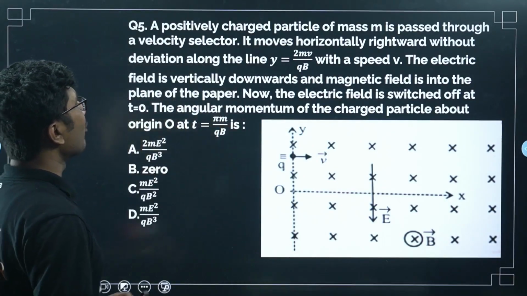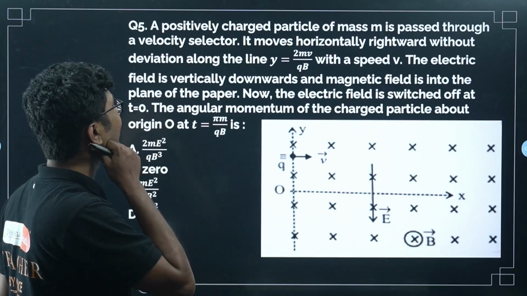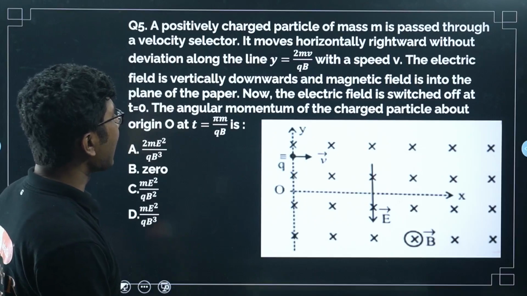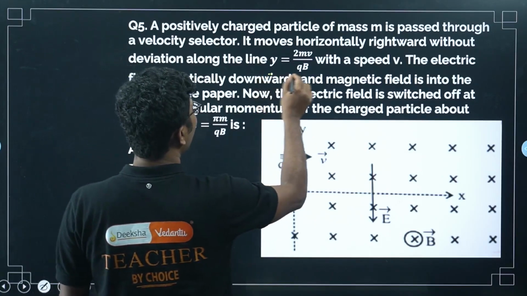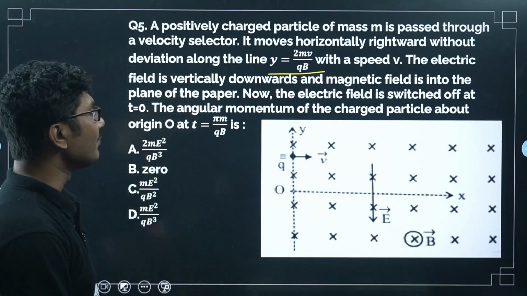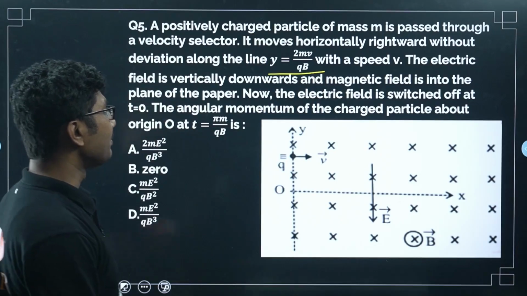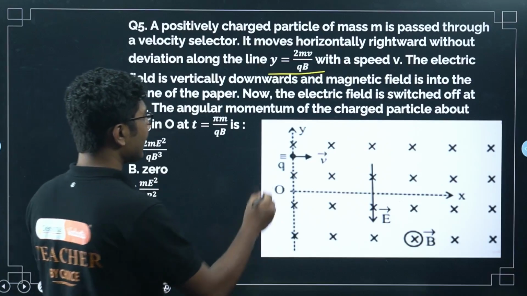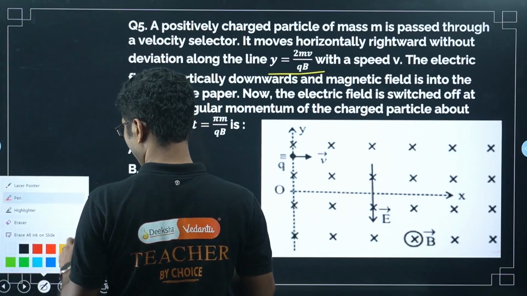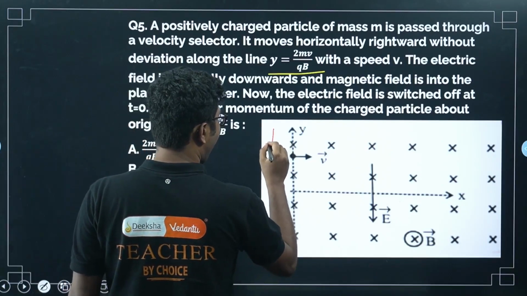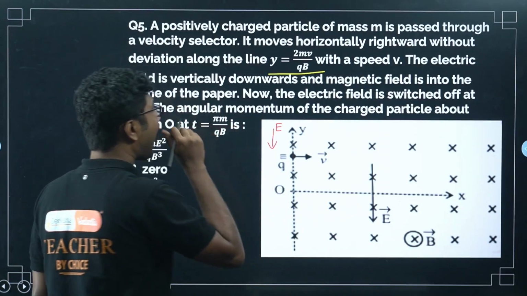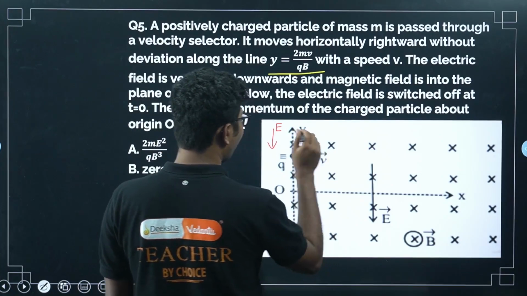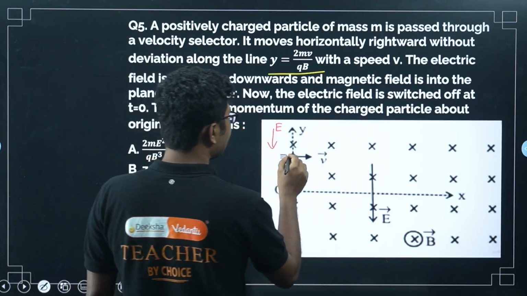So what they have said: a positively charged particle of mass m is passing through a velocity selector. It moves horizontally rightward without deviation along the line y is equal to 2mv by qB, a very interesting value, with the speed of v. The electric field is vertically downwards, and the magnetic field is into the plane of the paper and it is entering in this direction.